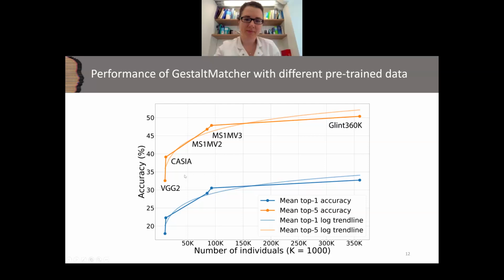So we are trying to see whether different pre-trained data sets can influence the prediction accuracy. Here we can see that at the very left-hand side, if you increase the size of the pre-trained data set, you will have a very significant improvement of the prediction accuracy. However, from this MS1 MV3 to Glean's 360K, although we increase the data set almost 3 times larger, the performance increase is relatively small compared to the left-hand side. So we know that it's not the case that you always increase the data size and achieve a higher performance.